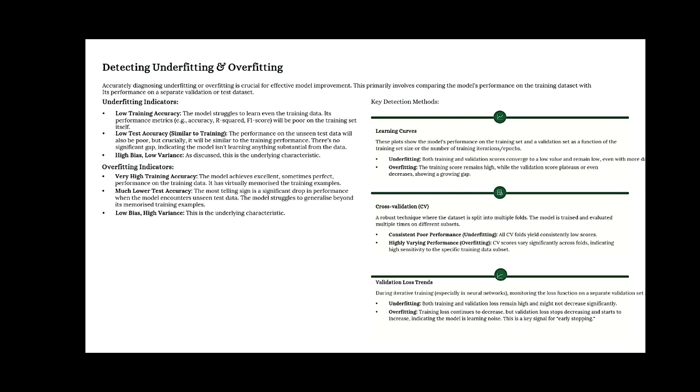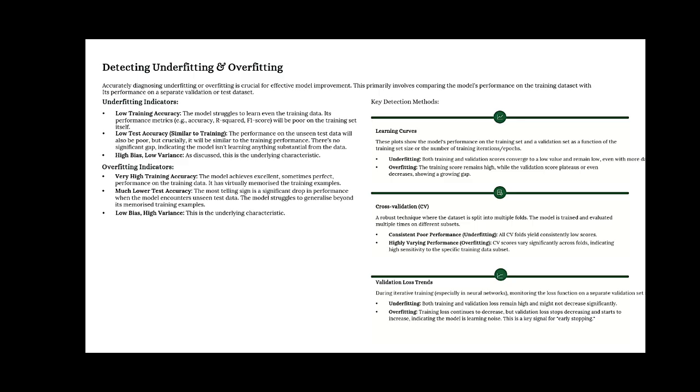We have three key detection methods: learning curve, cross validation, and validation loss trend. In the learning curve, these plots track performance as training progresses. With overfitting, the training score stays high while the validation score plateaus or drops, creating a growing gap. With underfitting, both scores converge at a low value.